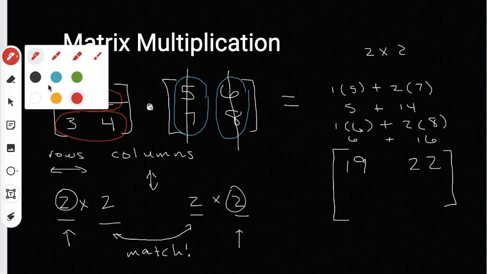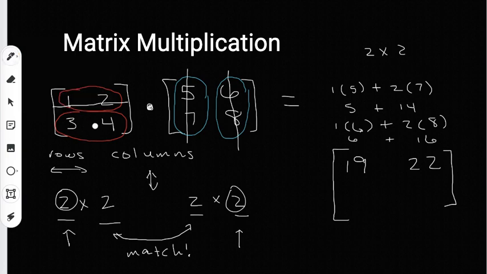So starting off with the second row, I have 3 and 4. The first column is 5, 7. So I'm going to multiply the second row by the first column. 3 times 5 is going to give me 15. But then I'm going to have 4 times 7, which is 28. And then 15 plus 28 gives me 43. So 43 is going to be my next number.